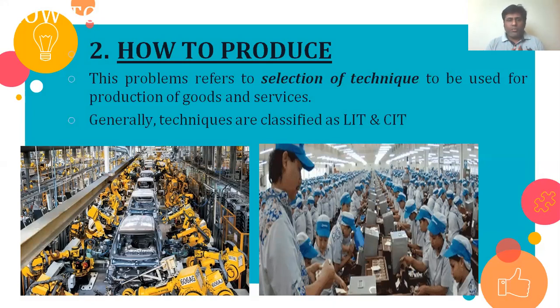There are mainly two techniques of production. One is capital intensive technology and the other one is labor intensive technology. In capital intensive technology, we are mainly using machines. The use of machines is more and the use of labor is less. Whereas in labor intensive technology, the use of labor is high and the use of machines is low.